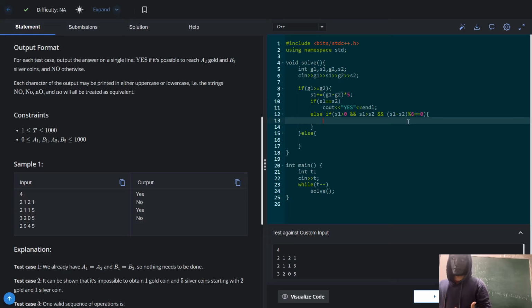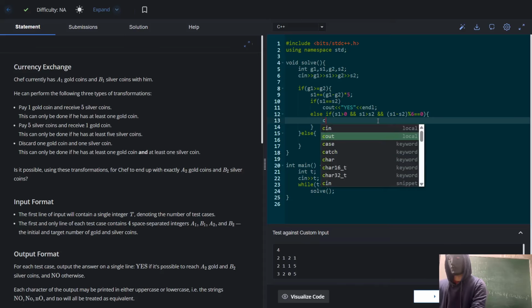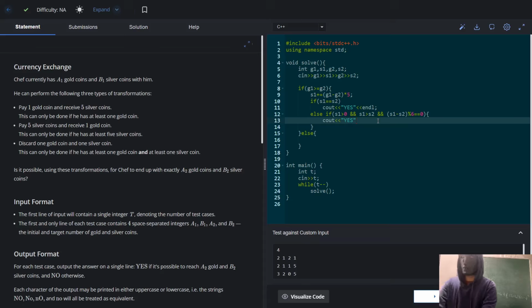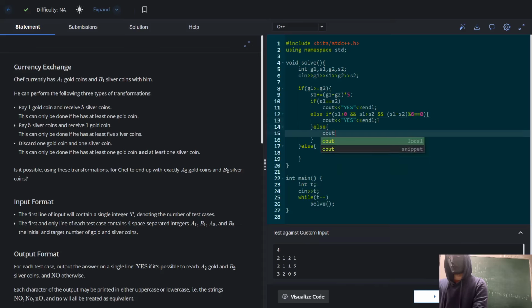So why 6? I have told you multiple times, let me tell you one more time. 5 silver coins will make you 1 gold coin, and 1 silver coin is 1. In the question they have said you can discard 1 gold coin and 1 silver coin, so it is equivalent to discarding 6 silver coins. So if this is the case, definitely we can make G1 equal to G2 and S1 equal to S2, so we'll have to print yes, else it is not possible, so we'll have to print no.